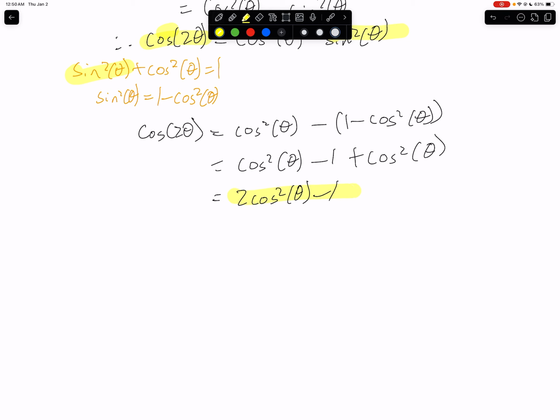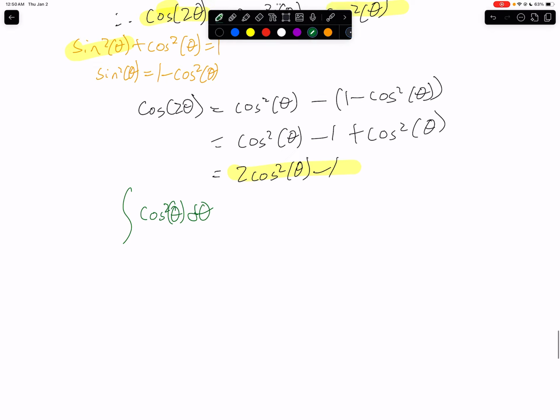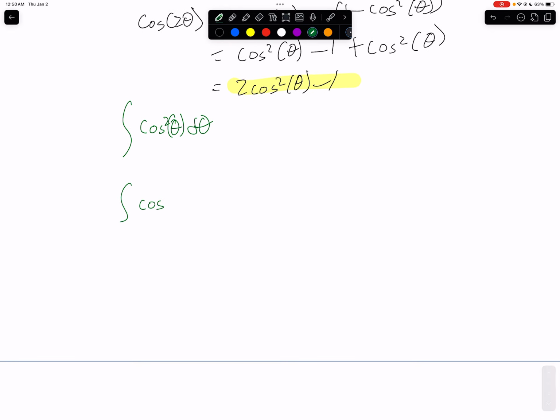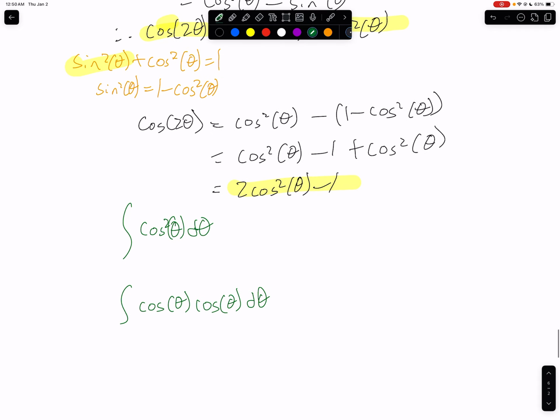Again, I'm just going to foreshadow this. If you want to find the indefinite integral of cosine squared of theta d theta, use this identity is what I'd recommend, or integration by parts, which would just be cosine theta times cosine theta d theta. Do your ultraviolet voodoo or tabular or whatever it is from there.